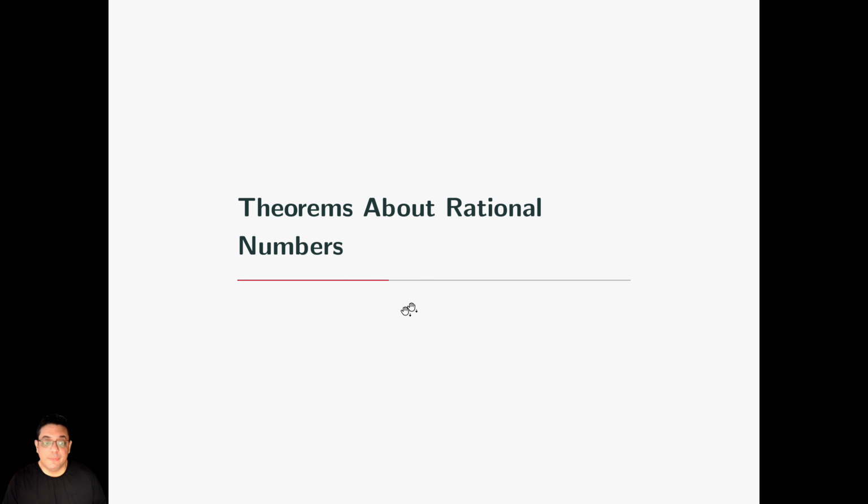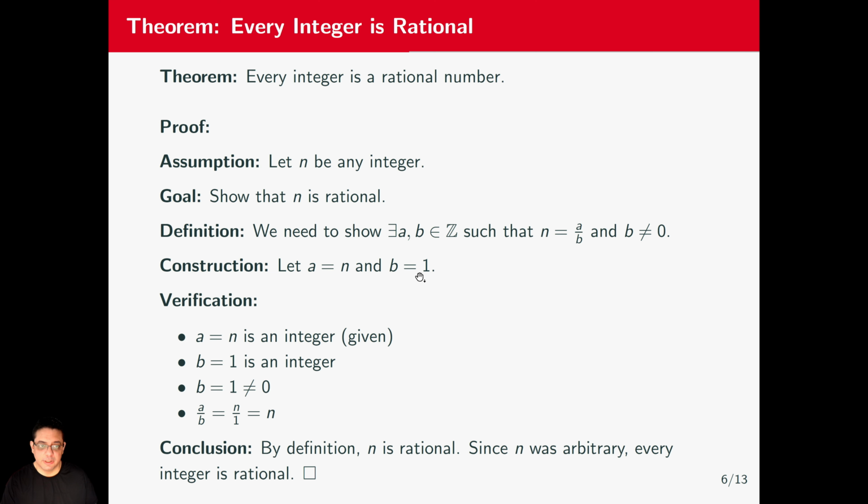Now, let's build some theorems about rational numbers. Let's prove that every integer is a rational number. So consider any integer. Let n be an integer. The goal is to show that it's a rational number. Well, what do we need to show really? We need to show that there exist numbers a and b so that n can be represented as a over b, and b is different from 0. In particular, we can just pick a equals n and b equals 1. And so this will work.